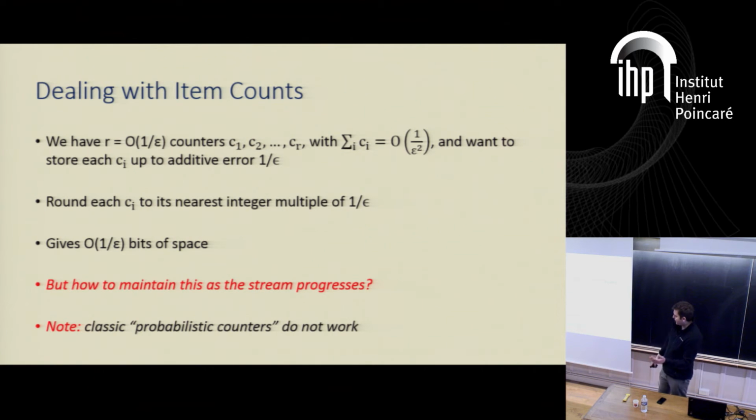That should already suggest one problem. If I want a constant factor approximation to a count, with a stream of length 1 over epsilon squared, the probabilistic counter would take log 1 over epsilon bits. But that's actually quite bad, because it only gives me a constant factor approximation, and for these counts I want additive error 1 over epsilon. When the count is as large as the stream length, 1 over epsilon squared, this probabilistic counter is no good.